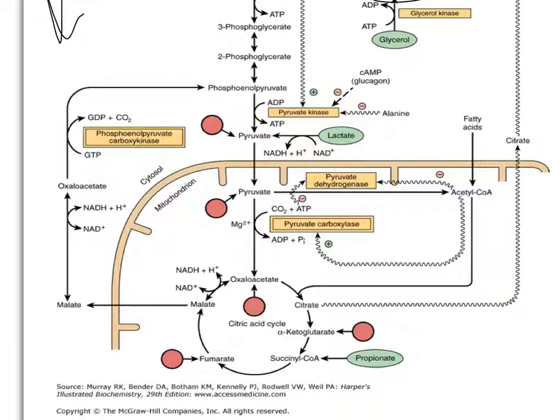Now pyruvate, if the cell doesn't have enough energy, is going to go into the mitochondria and convert into acetyl-CoA and go through the Krebs cycle, the tricarboxylic acid cycle. However, if there's plenty of energy in the cell and it doesn't need to convert into acetyl-CoA, it can be acted on by pyruvate carboxylase, and CO2 will be added to it and turn it into oxaloacetate.